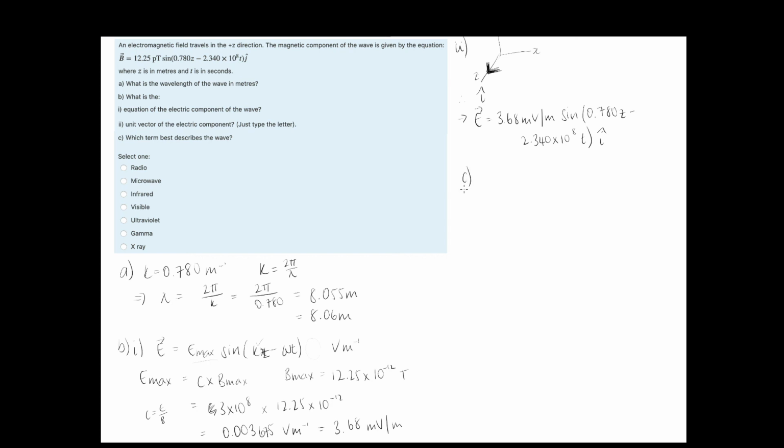And then part C. Which term best describes the wave? Radio, microwave, infrared, visible, UV, gamma, or X-ray? Our wave, the easiest way to work this out is by looking at the wavelength. What is the wavelength? And that's going to dictate what type of radiation it is. So our wave here has very long wavelengths. It's 8 meters. So we'll say long wavelengths, around 8 meters. Therefore, this is going to be a radio wave. And that's the answer to this question.